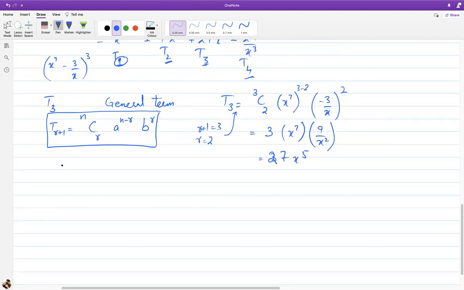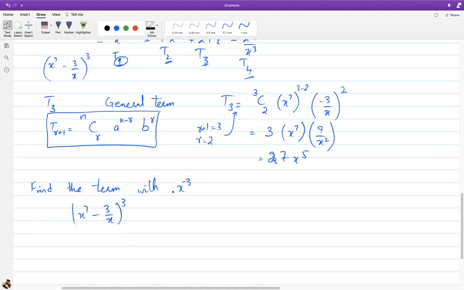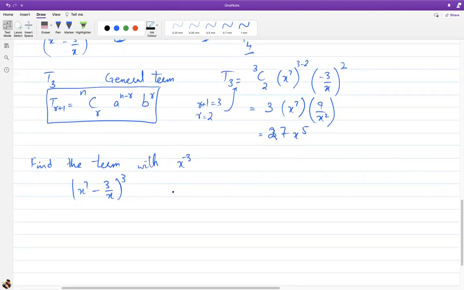For example, they'll be like, find the term with x to the power minus 3. And you have to expand this same question, (x^7 - 3/x^3)^3. You have to expand it. Now you know what x to the power minus 3 is, but you don't know what the value of r is. Which term are we looking for? So then you use the general term formula to expand it.